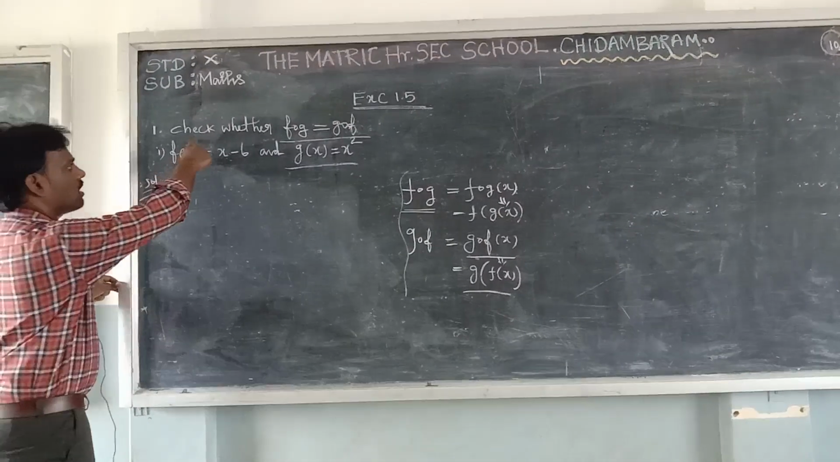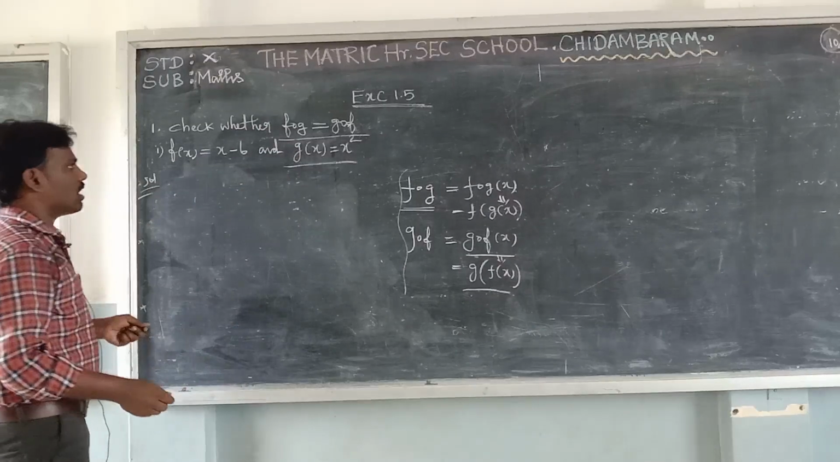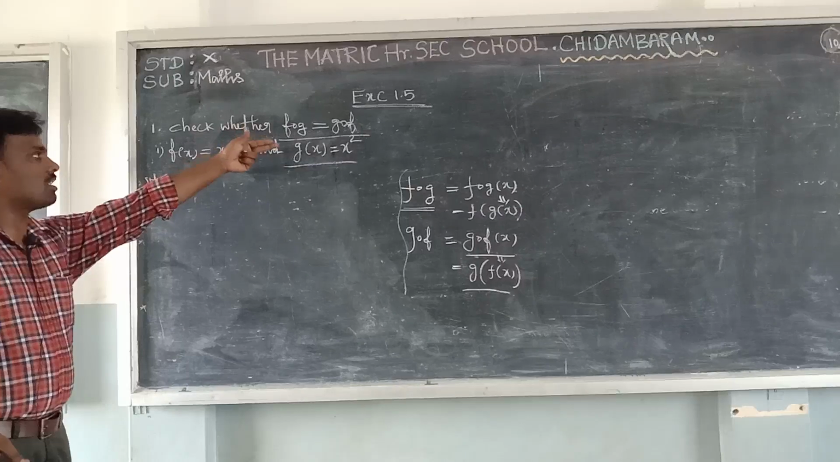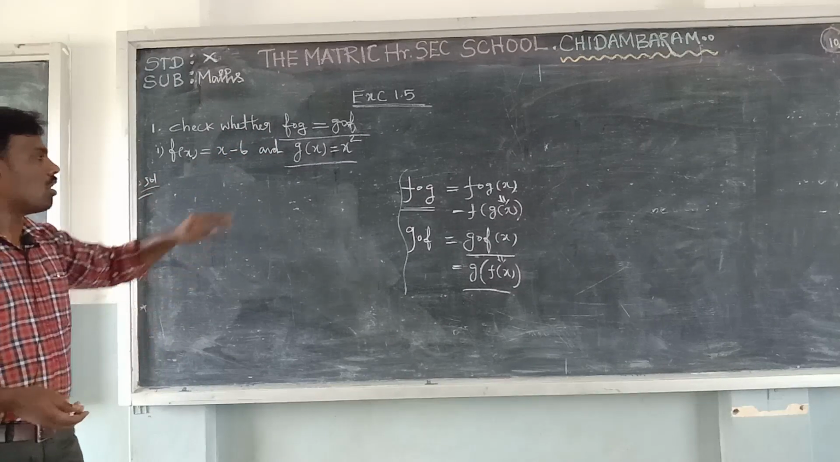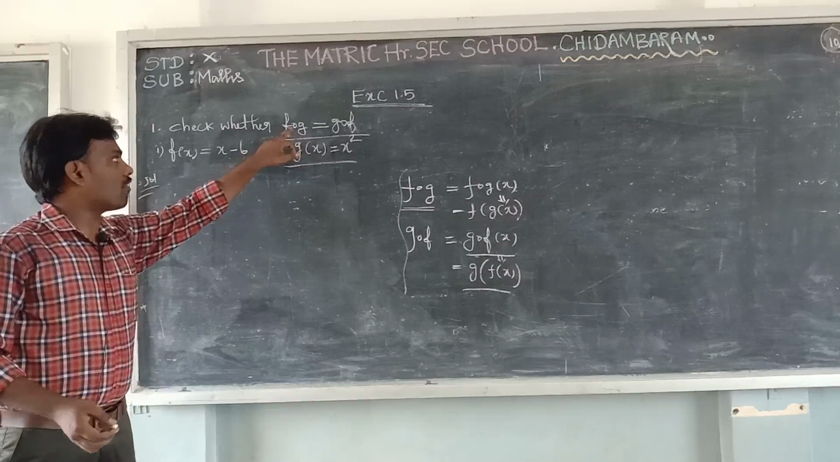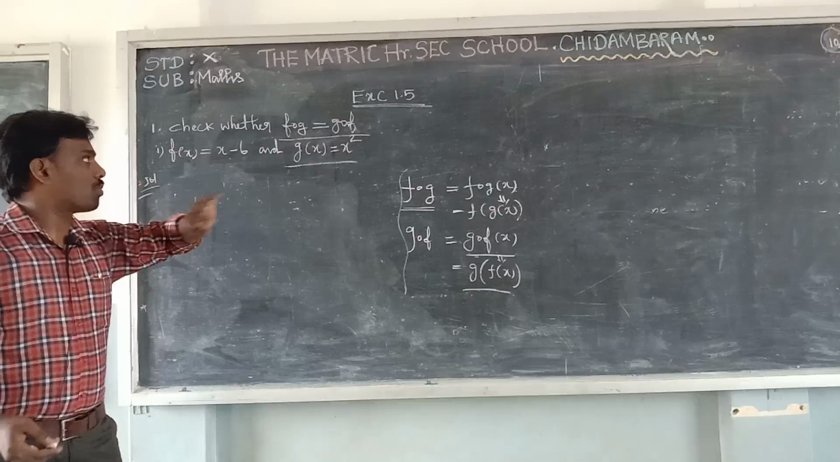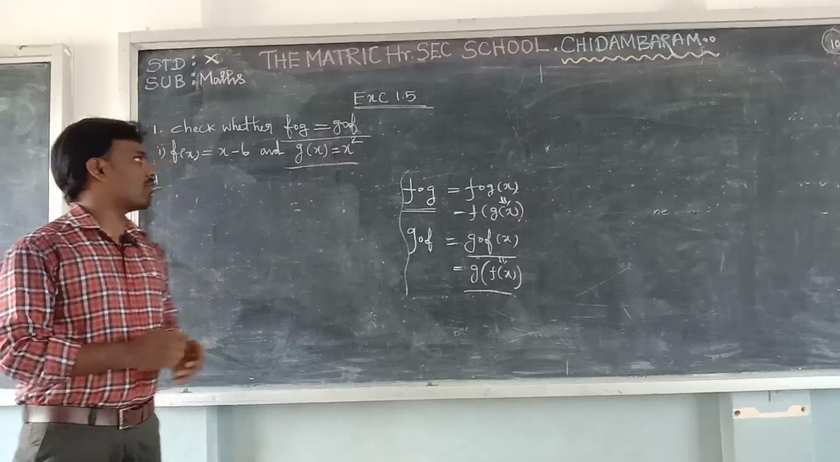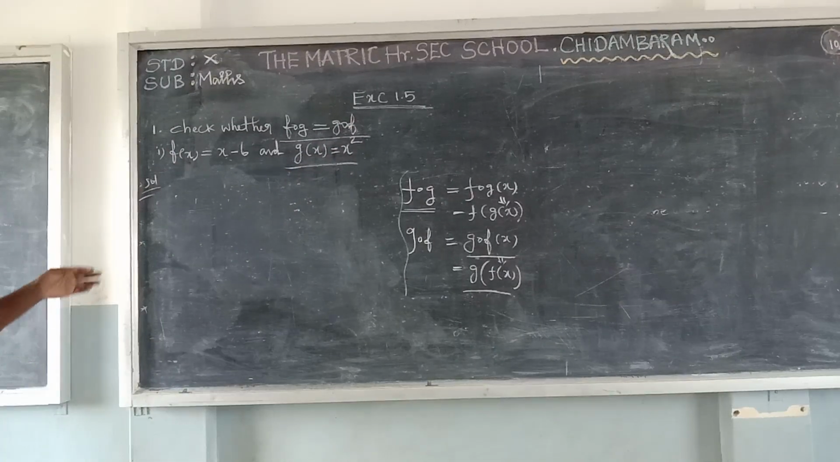So question: check whether f of g equal to g of f. Check whether f of g equal to g of f. F of g or g of f equal இருக்கா அப்படி செக் பண்ணனும். f of g or f composite of g அப்படின்னு pronounce பண்ணிக்கலாம். Next one g of f or g composite of f. Okay. Shall we start the question?